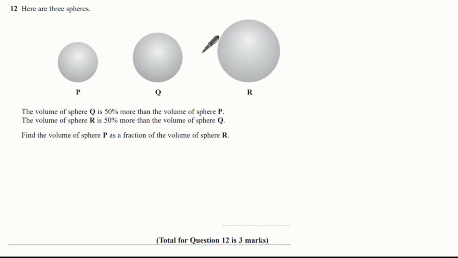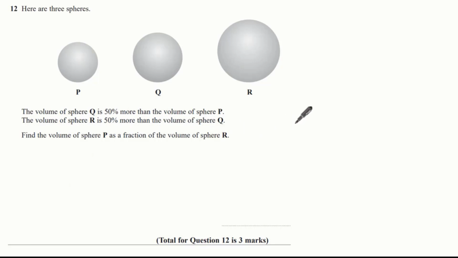Here are 3 spheres. The volume of sphere Q is 50% more than the volume of sphere P, and the volume of sphere R is 50% more than the volume of sphere Q. We're asked to find the volume of sphere P as a fraction of the volume of sphere R.